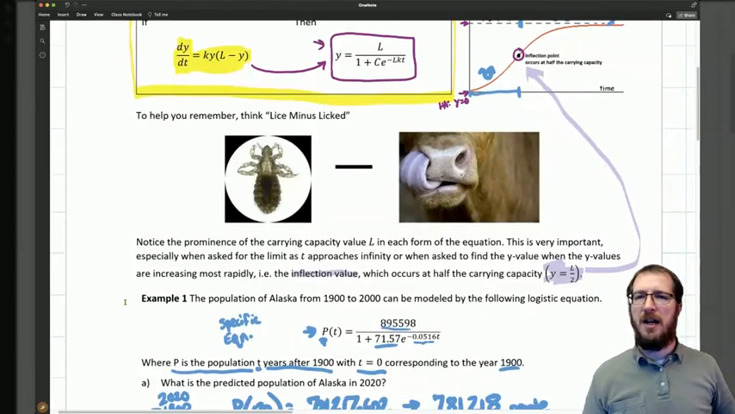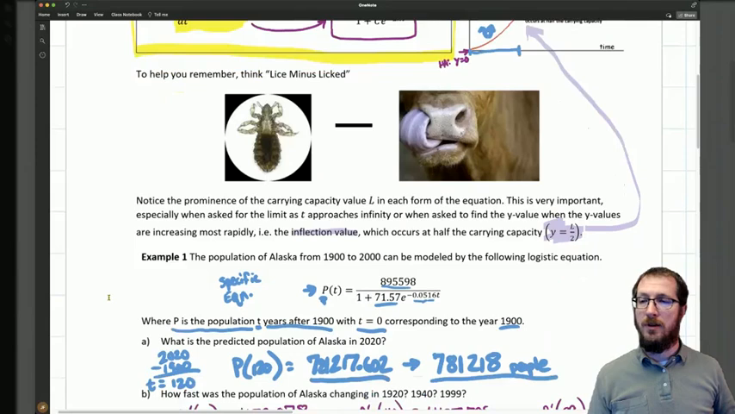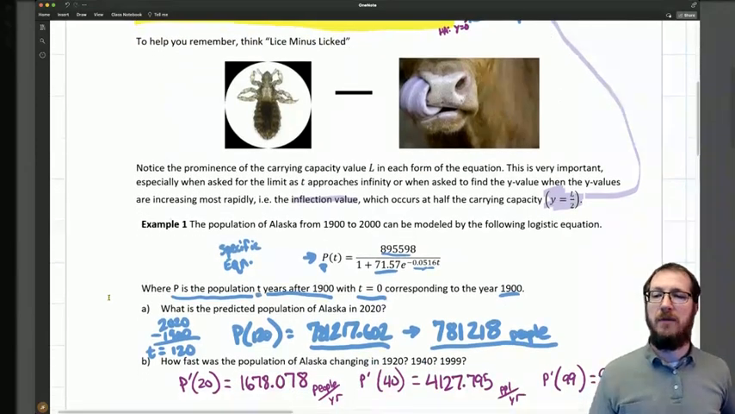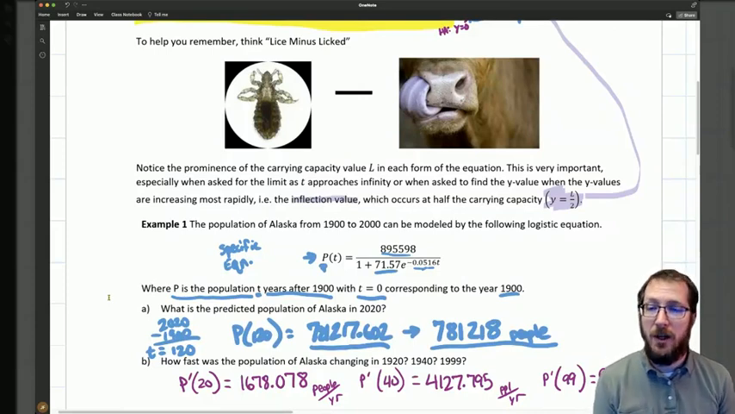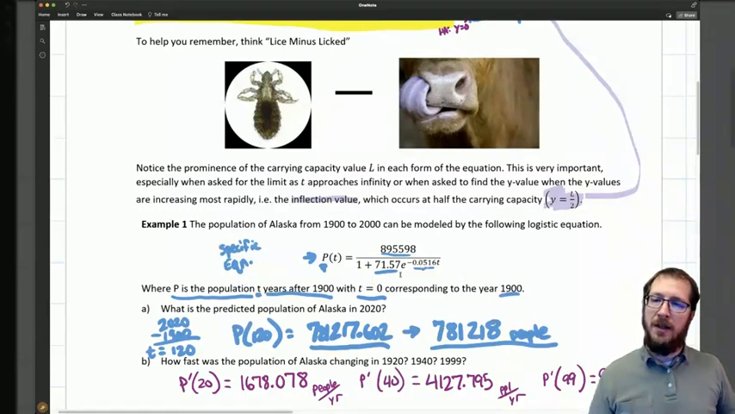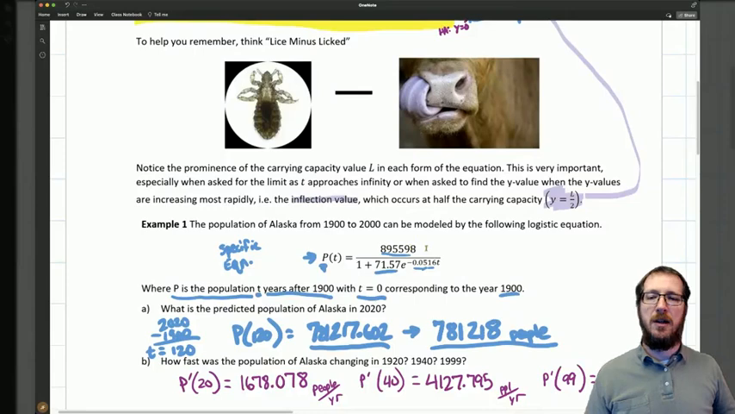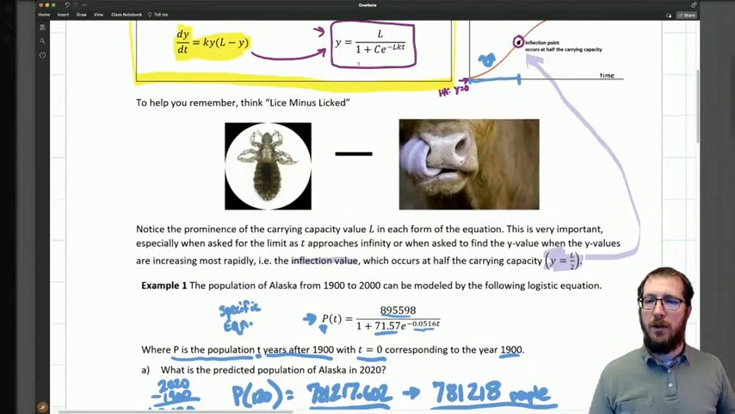All right, so there's a couple of different types of questions that can be asked about these logistics, and we're going to look at a couple of those examples. The first one says the population of Alaska from 1900 to 2000 can be modeled by the following logistic equation. They give us P of T, this specific equation. It's got the L, the C, the K, all solved for, right? Notice it's already in the form that we're looking for. This 1 plus is really important. This exponential piece in the bottom is important, and then the single constant in the top. Those are all needed to be in this form.